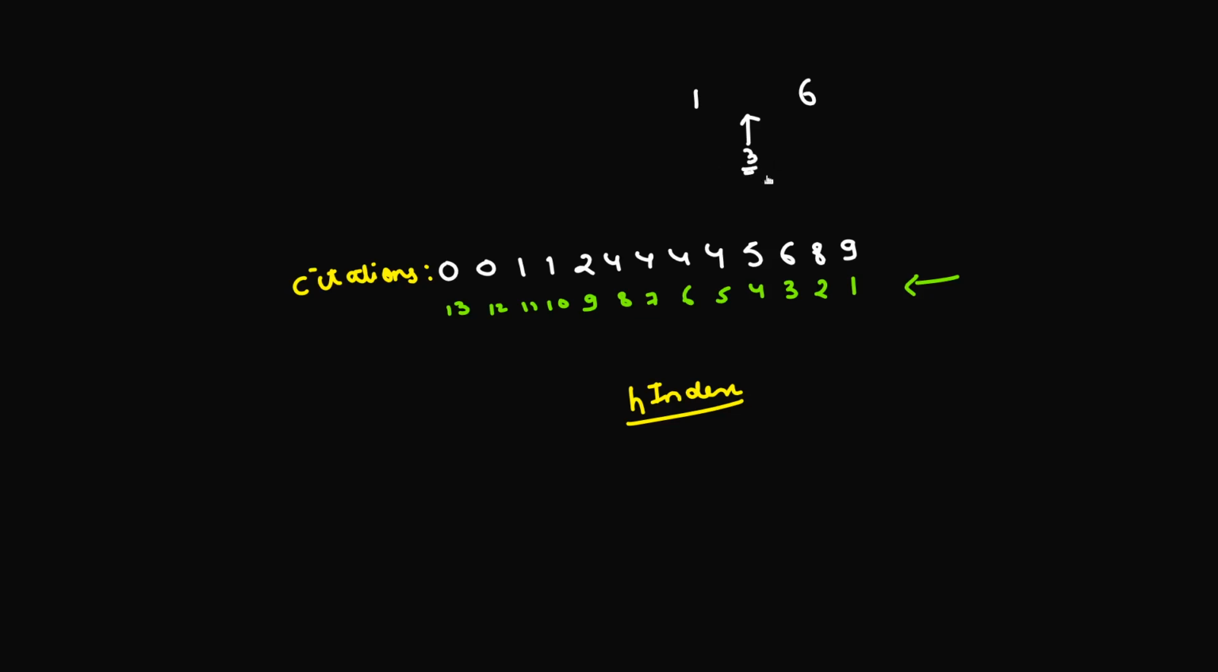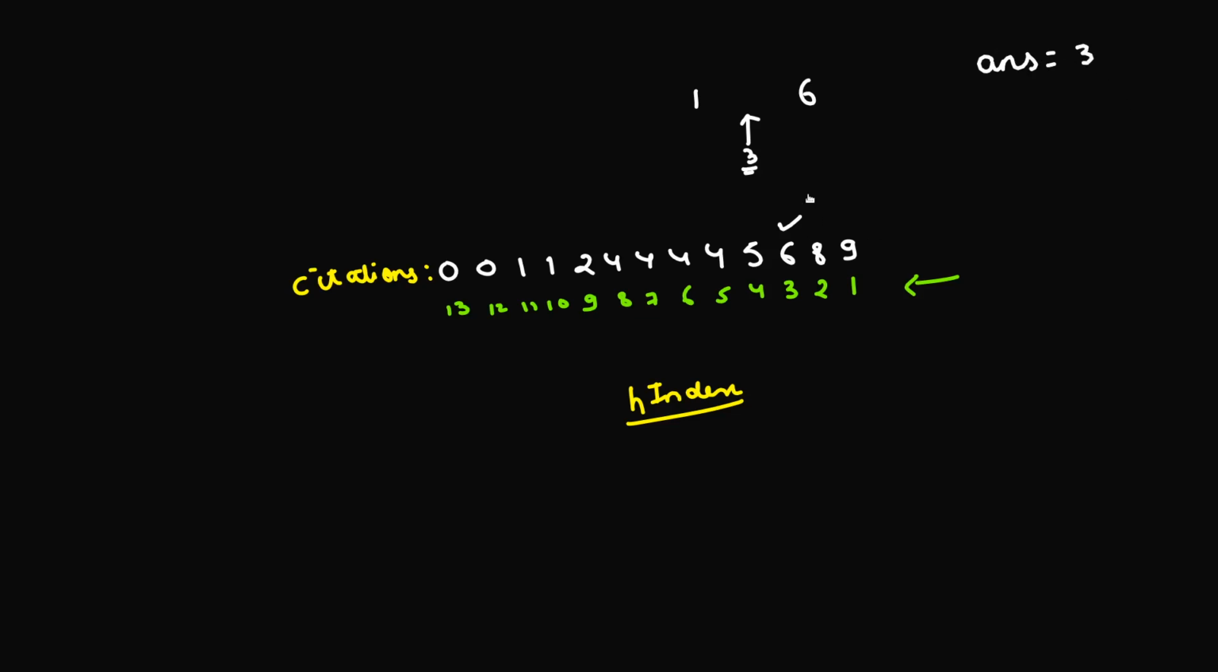So for this, I'll be going and checking the last third value, which is this 6. Is this value greater than or equal to 3? Yes. So 3 can be a possible h index. And yes, we store that in our answer variable as well. So the answer for now is 3.